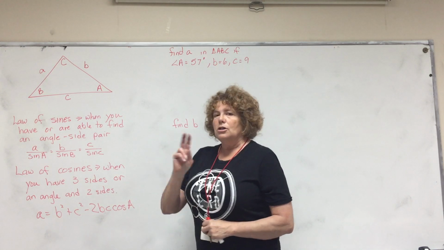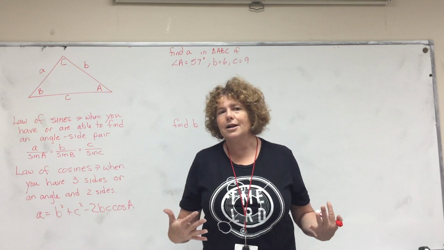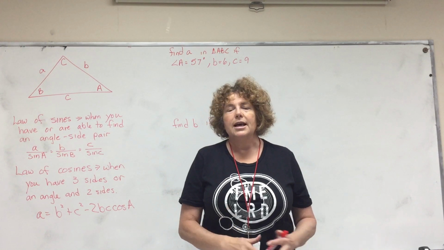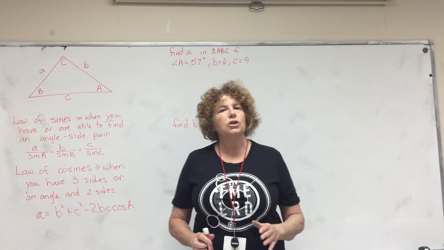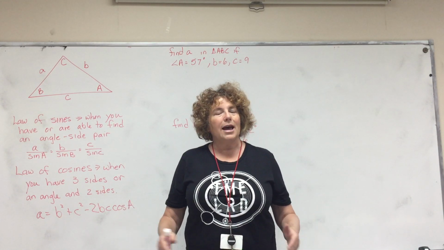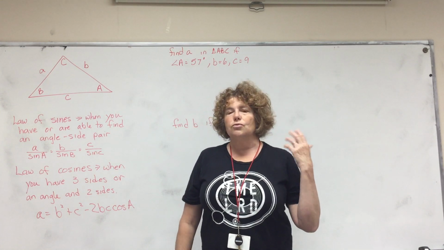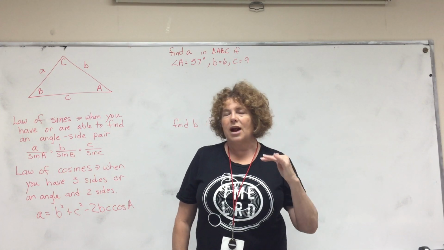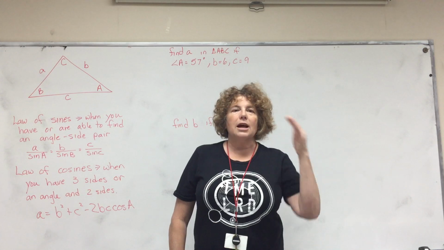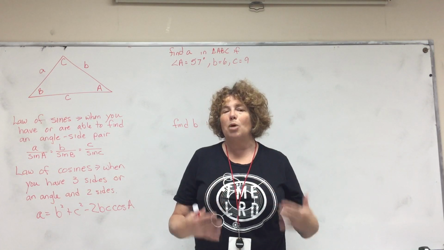All right. Law of sines and law of cosines are for finding parts of triangles that are not right triangles. If they are a right triangle, you can use sines, cosines, and tangents to find missing parts. As long as one of those angles is 90 degrees, you can just use regular old sine equals opposite over hypotenuse, tangent equals opposite over adjacent, cosine equals adjacent over hypotenuse to find missing parts.